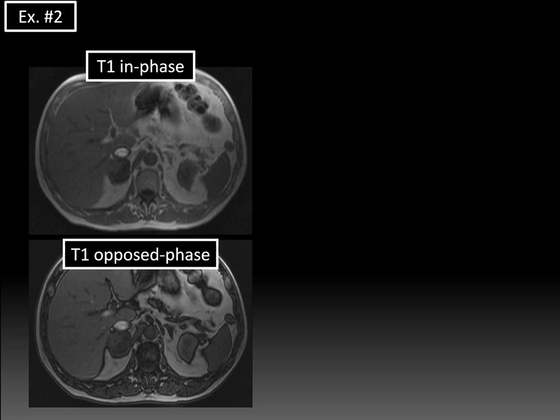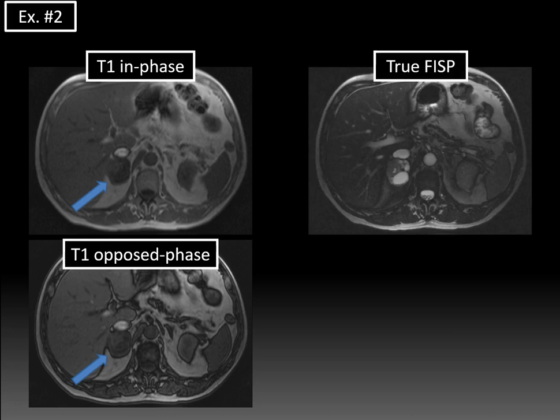Now let's look at an example of that. So here's an in-phase and opposed phase T1-weighted series, and there's a right adrenal mass. On the opposed phase image, do you see any signal dropout? No, there isn't. You guys are getting good. So you're not thinking that this is a lipid-rich adrenal adenoma. And if we look at a true FISP image, FISP is a balanced steady-state free precession sequence. Its signal is actually based on a T2 to T1 ratio, but you can think of it as a T2-like fluid-sensitive sequence.